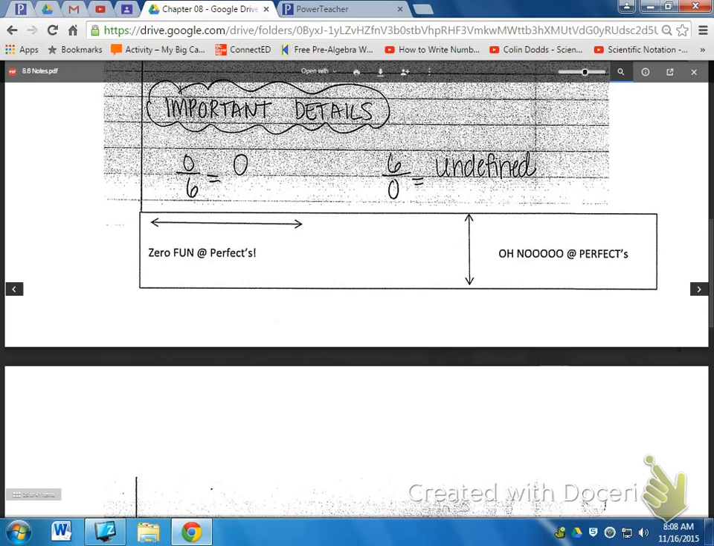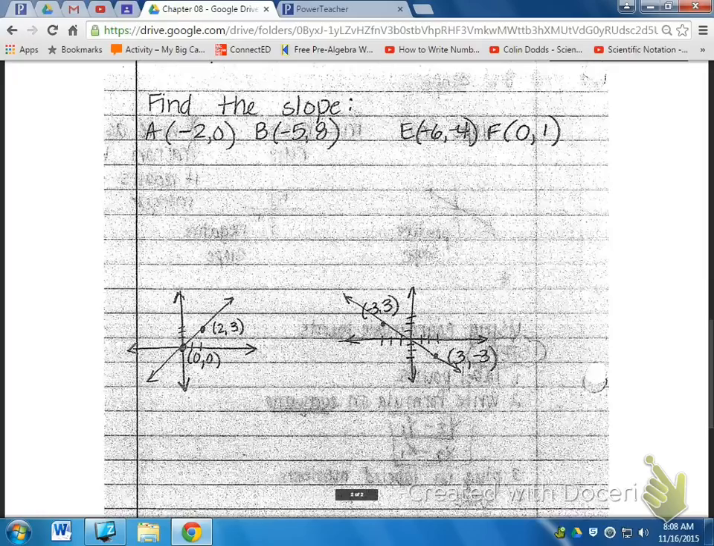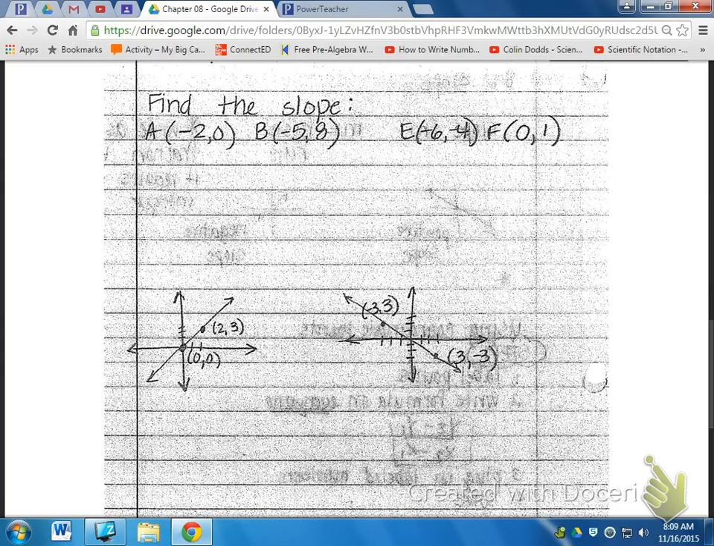0 divided by anything is 0. But you can't divide by 0, so when 0 is on the bottom, it's undefined. So we're going to try this and use those steps. We're going to find the slope for the line that has point A and point B on it.